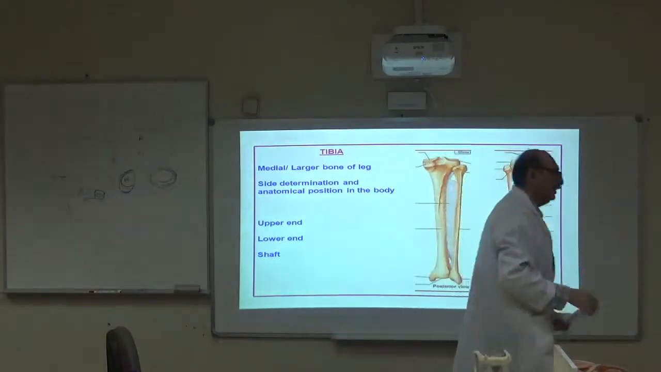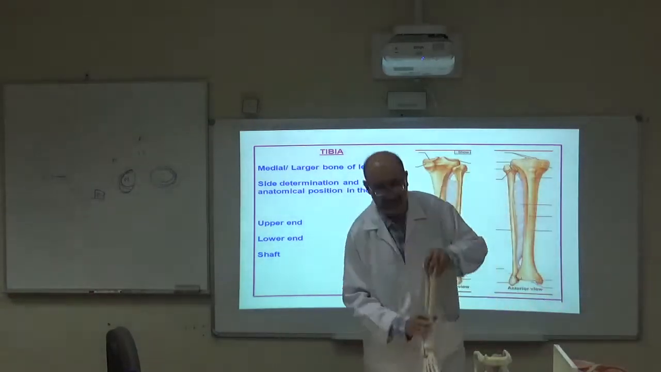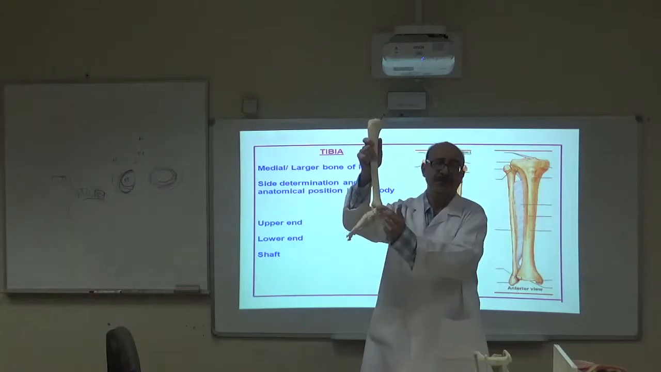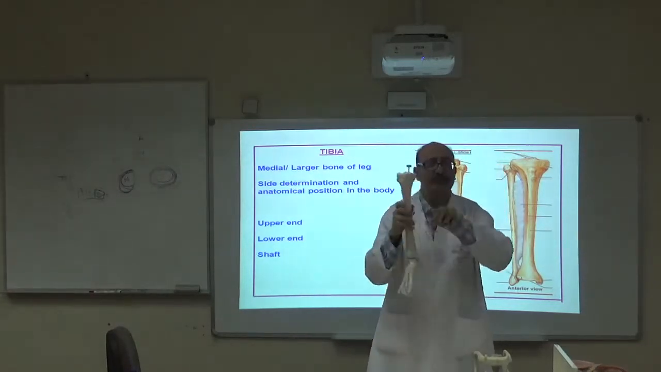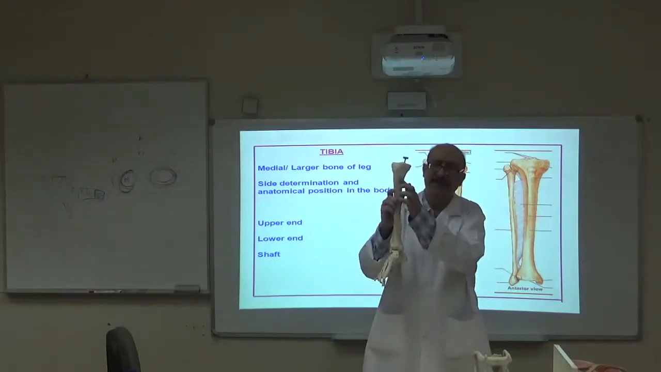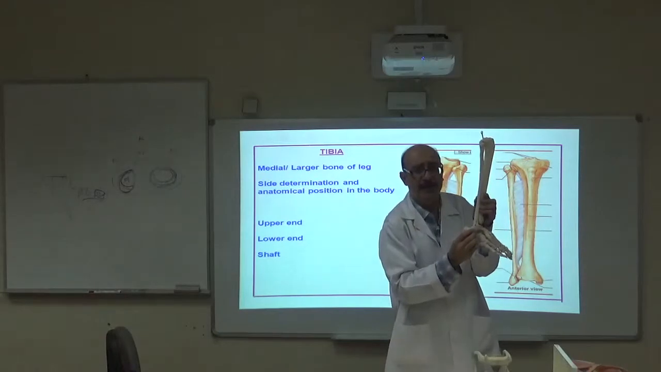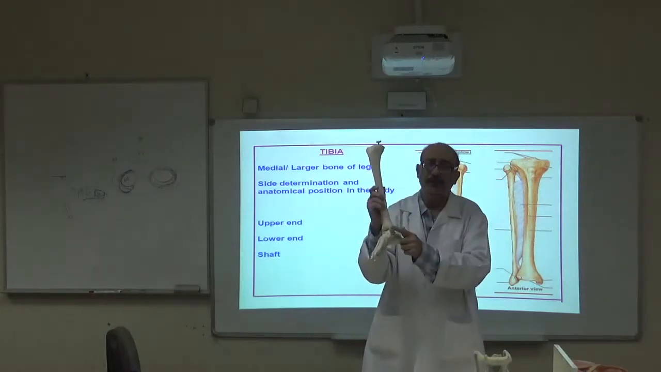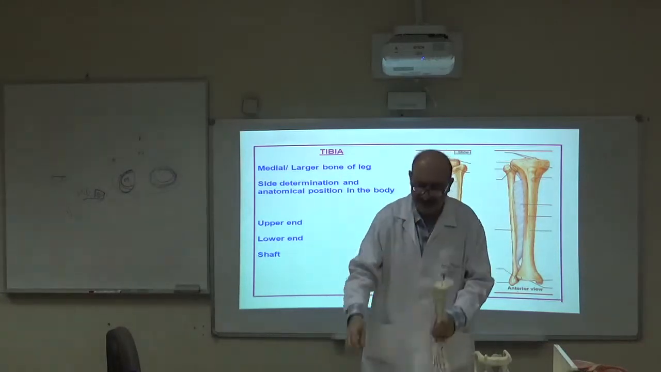What is malleolus? If you see your foot, on the medial side and on the lateral side, both sides, you feel a bone here and here. This is called malleolus. The medial malleolus is made by tibia and the lateral malleolus is made by fibula, and you can feel it, it is entirely subcutaneous, just under the skin.